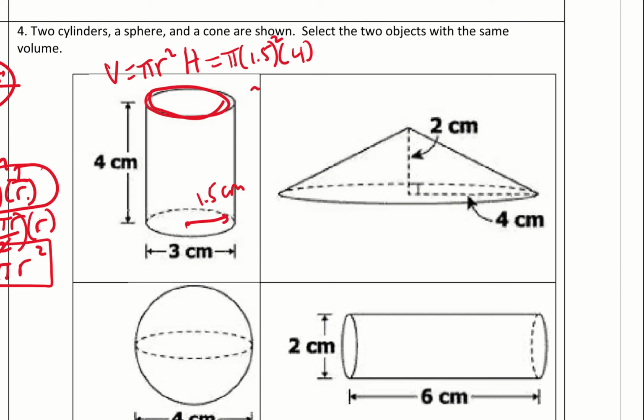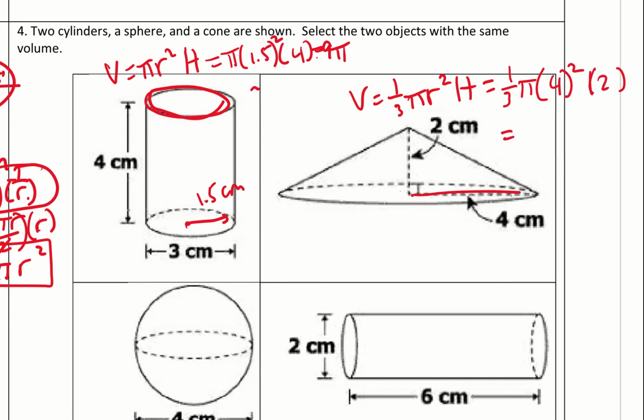Okay, so let's give it a sec here. This is going to be 9 pi. And so let's do the cone. So the volume of the cone is 1/3 pi r squared h. There's always 3 cones that can fit in a cylinder that has the same radius. So we got 1/3 pi times 4 squared. That's the radius is 4. The height is 2. And so when we do that, we get 32 pi over 3.